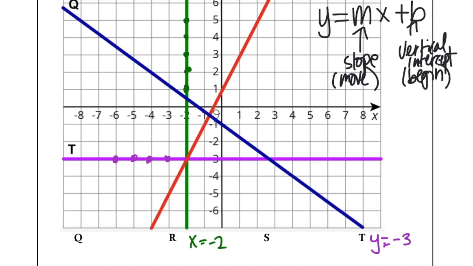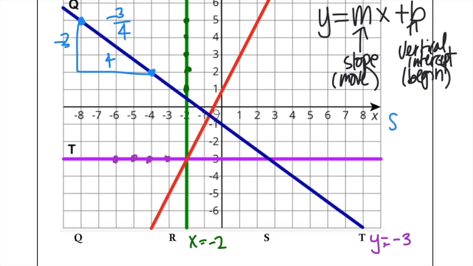Okay, so for line Q, I'm going to pick 2 points that intersect on the grid line. So I'm going to pick this point here, and I'm going to pick this point here, and I'm going to make a slope triangle. So I am going down 3 spaces and over 4 spaces. So my slope is -3/4.